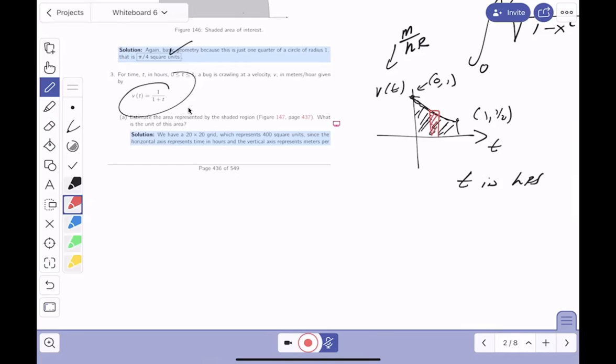And if I'm looking at a rectangle of this thing, what's the base of that over there? The base would be in hours. The measure would be in hours. And what's the height of that? The height of that's in meters per hour.